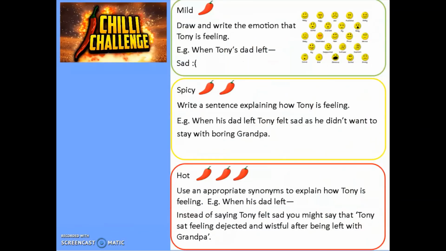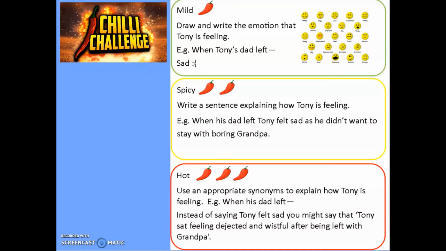For today's mild challenge, in your literacy book, you need to draw and write the emotion that Tony is feeling in each picture. For example, you would write, "When Tony's dad left," and then you would write the emotion that he was feeling, so he was probably feeling sad, and draw a picture of the emotion. I've used a sad face, but you're going to draw a much better picture than that.